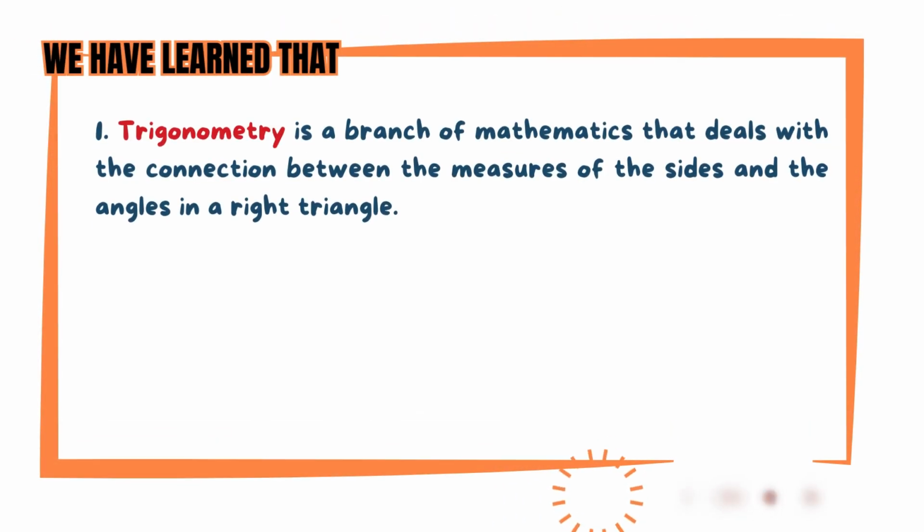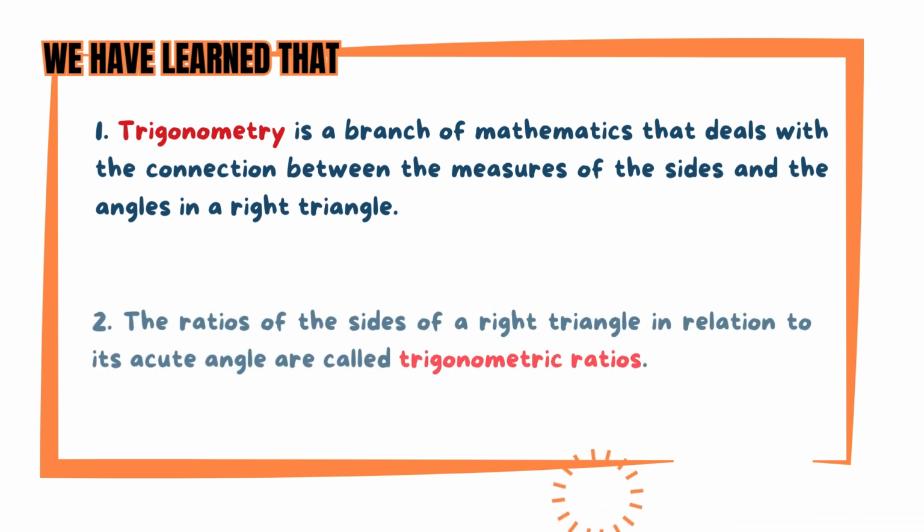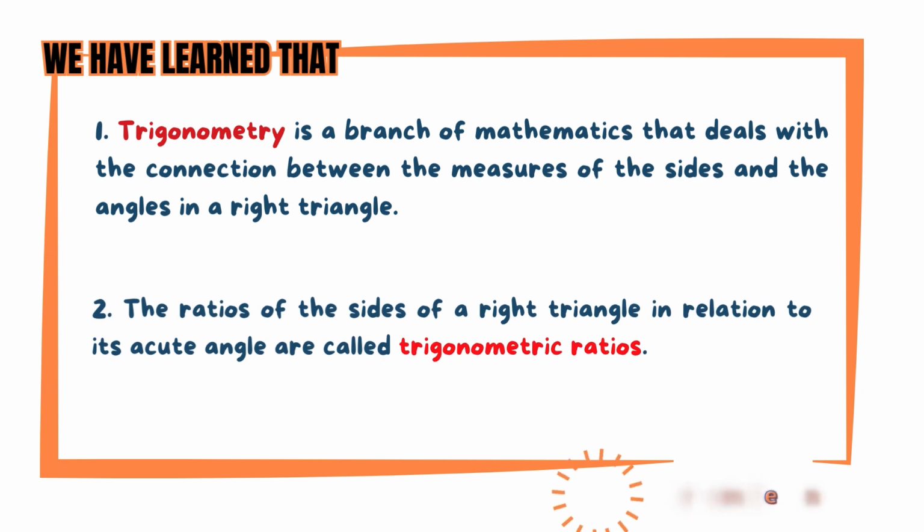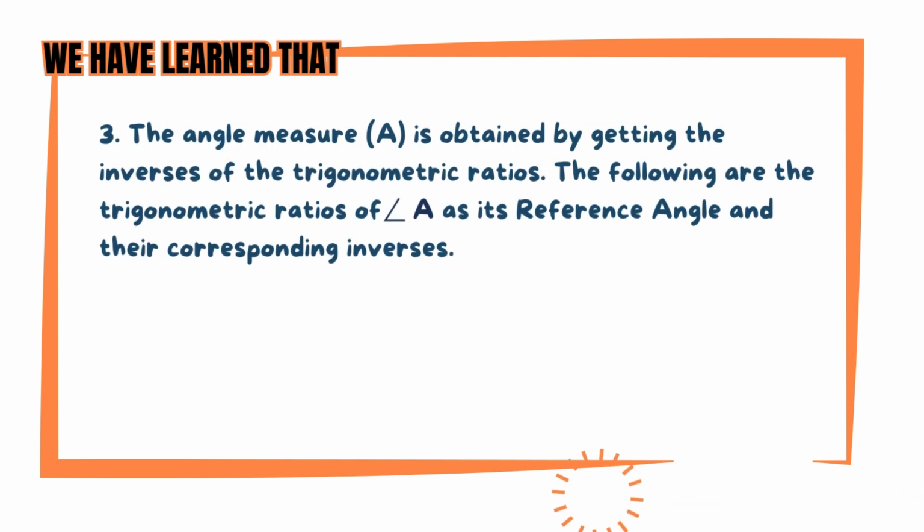Let us summarize what we have learned. We have learned that trigonometry is a branch of mathematics that deals with the connections between the measures of the sides and the angles in a right triangle. Second, the ratios of the sides of a right triangle in relation to its acute angle are called trigonometric ratios. Third, the angle measure is obtained by getting the inverses of the trigonometric ratios.